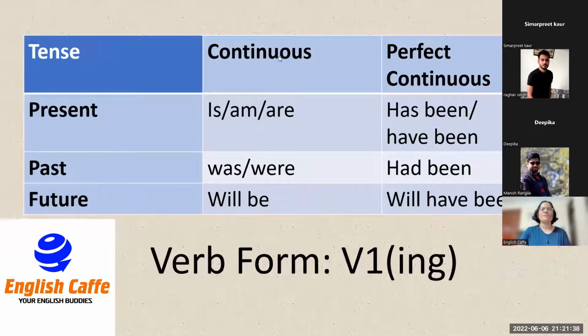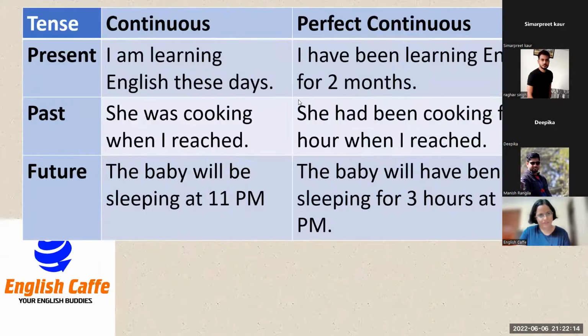You know that we use these helping verbs. In present continuous tense, we use is, am, are, and ing with first forms that you know. But in present perfect continuous tense, we use has been and have been as helping verbs and ing with the verbs. In past continuous, we use was, were. In past perfect continuous, we use had been. In future continuous, we use will be. And in future perfect continuous, we use will have been. That's how we use it.